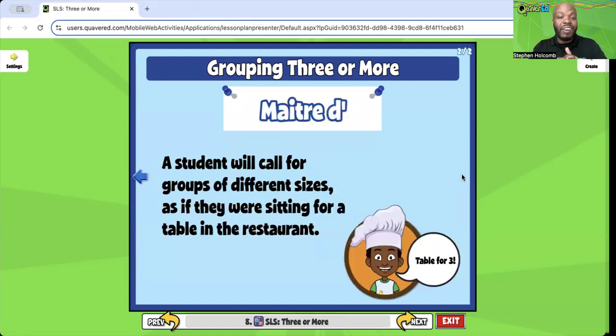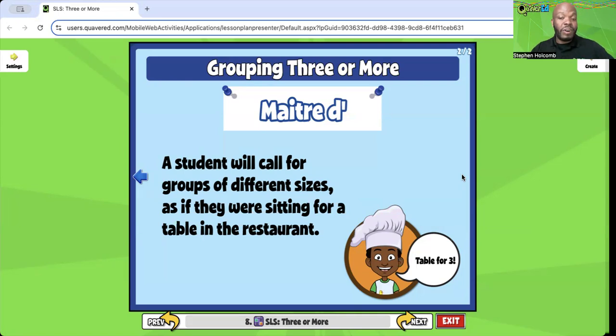And then lastly, our last grouping of three or more social learning structure would be Maitre D'. I personally like this a lot because I love food. And so this reminds me of food. So I want you to imagine that you're at a wonderful restaurant at a hotel, and the maitre d' hotel of that restaurant is going to call for different group sizes as if they were seating a table in that restaurant. In this case, you can also have a student be the maitre d' in this situation, and they can call for a certain group size.